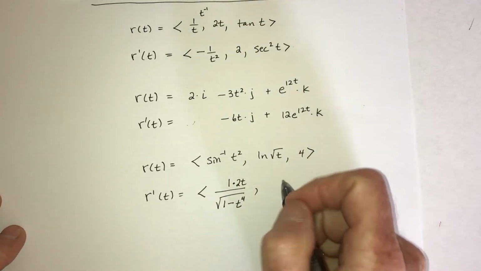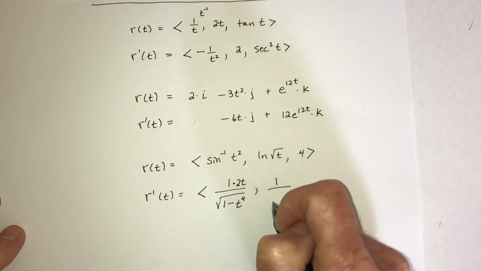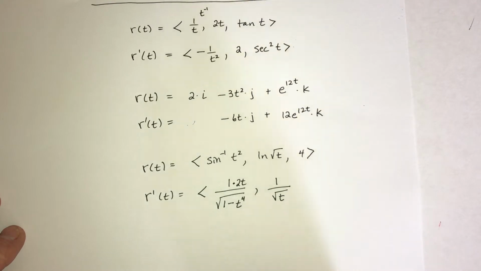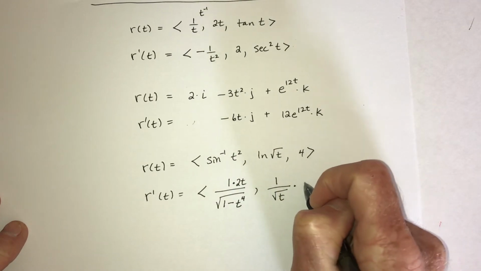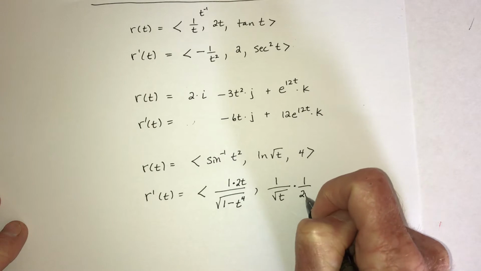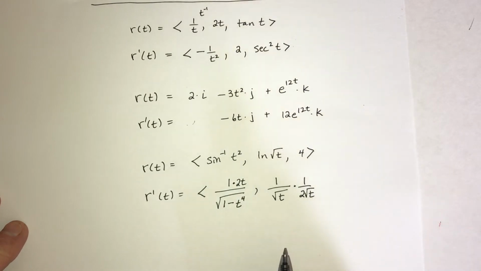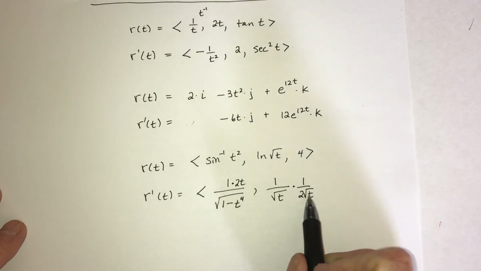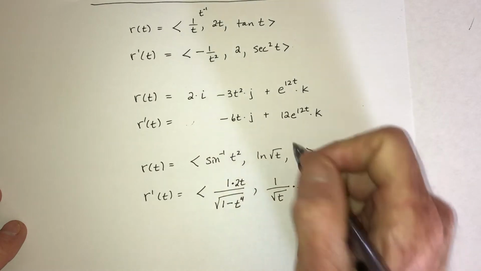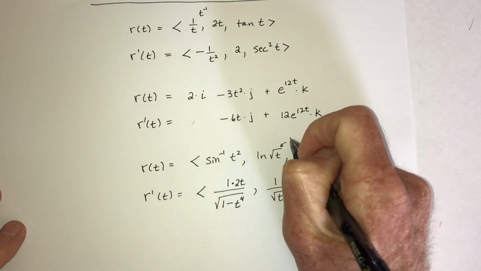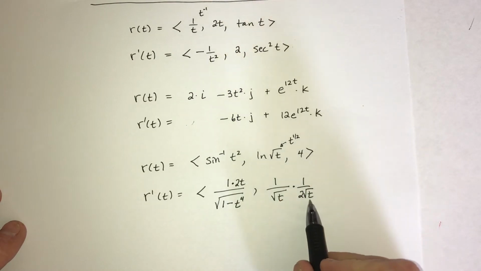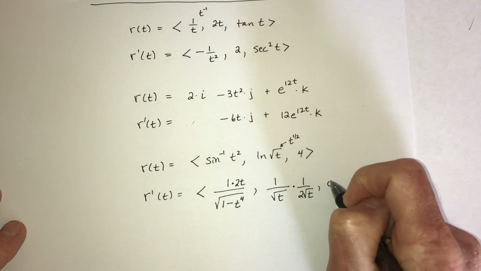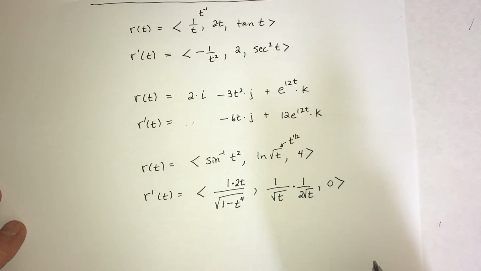The derivative of the natural log function is 1 divided by whatever is in the argument. And then we need to do the chain rule. Take the derivative of the square root. The derivative of the square root function is 1 over 2 times the square root. If you don't remember that one that way, then you can rewrite this as t to the 1/2 and then do the power rule and then simplify and you'll get this. And the derivative of 4 is 0.